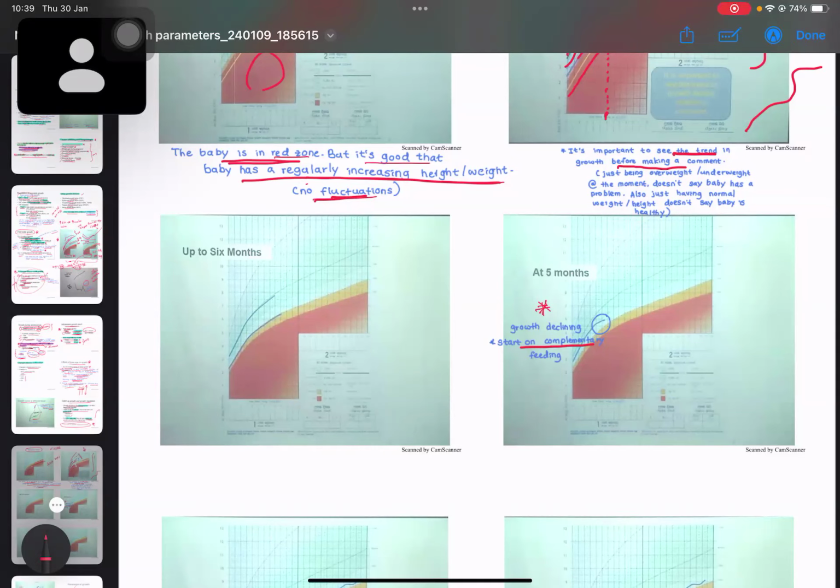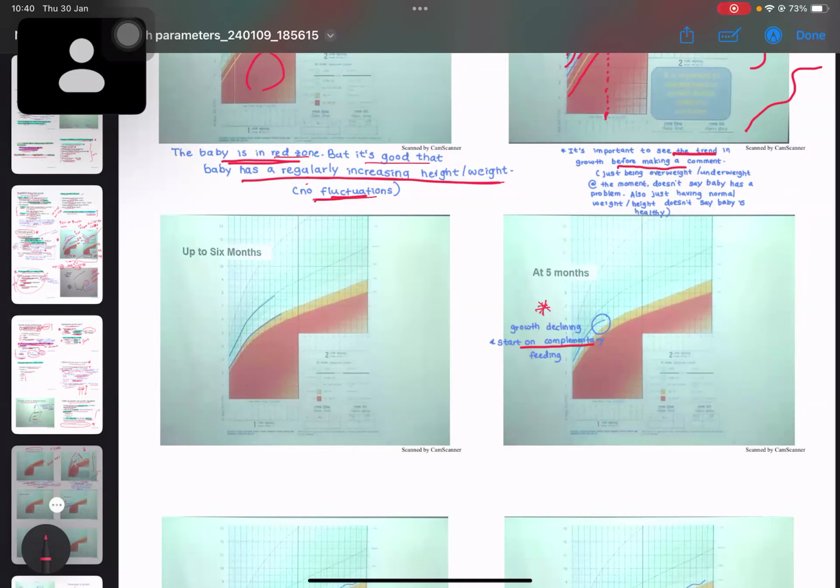Just being overweight or underweight at the moment doesn't say the baby has a problem. Now the baby is overweight, now the baby is underweight, but we can't say that the baby has a problem. We have to follow the trend. At least we should know the 3 to 4 months growth pattern to say whether it's actually overweight or underweight. With one reading we can't say. We have to follow the graph trend.